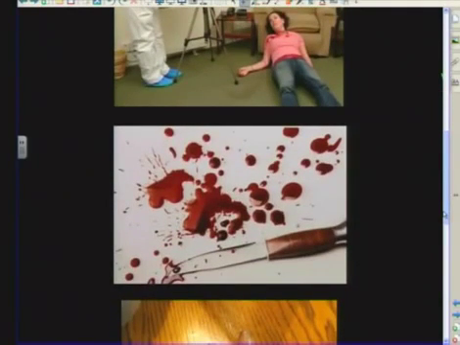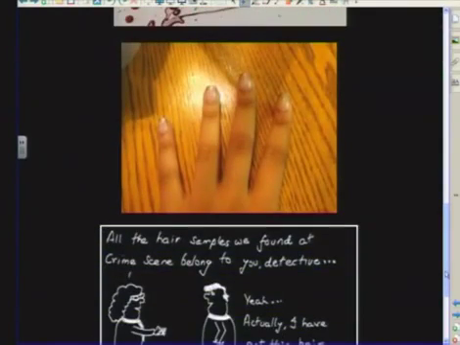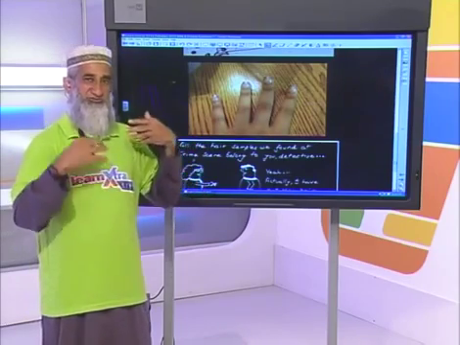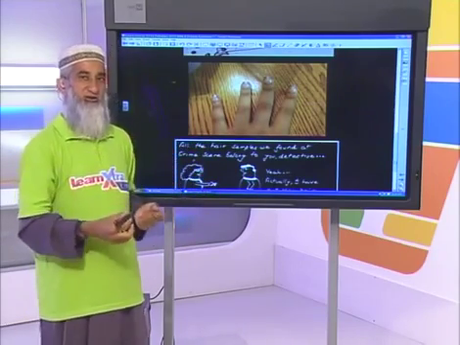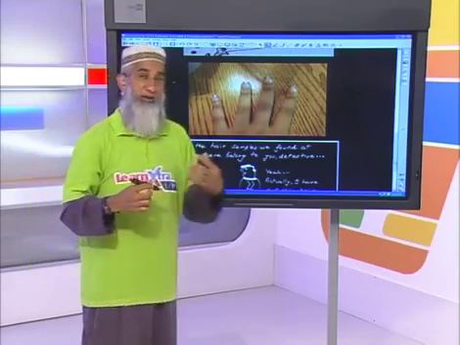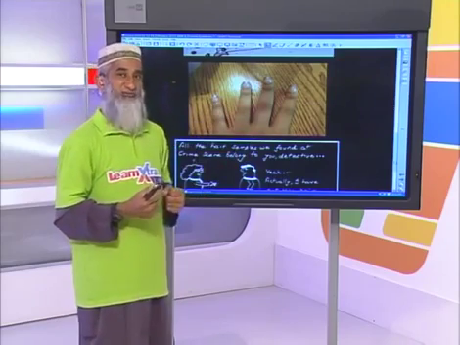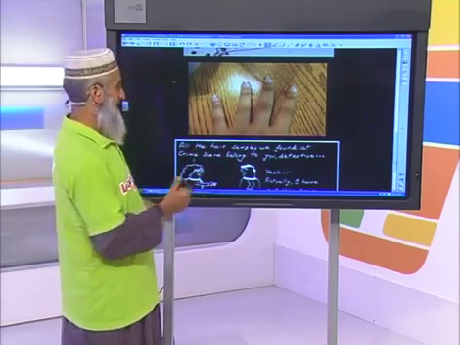Here's another one with a knife and some blood, also the same situation. Or in a case of rape, or if there's a murder where there was a struggle, somebody was being strangled, and the victim manages to scratch the perpetrator, then we can get some skin under the nails. From there too we can get that.